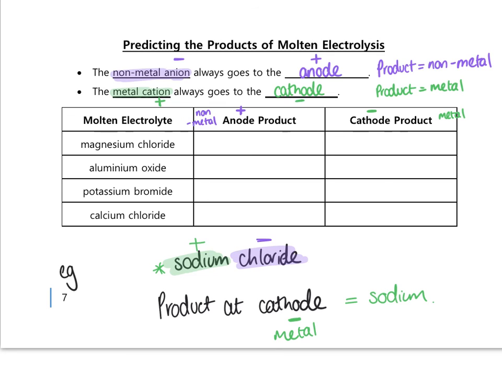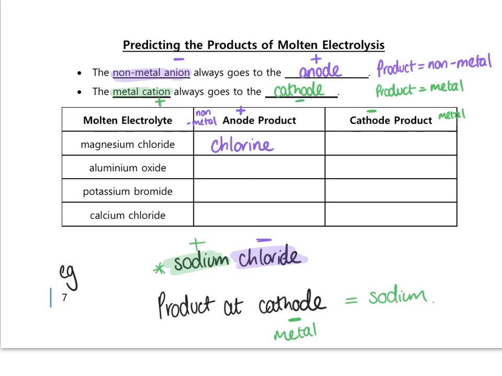So what is your product at the anode for magnesium chloride? Well, it's going to be the non-metal, so it will be chlorine. Make sure you don't write chloride. It's the chloride ions that are attracted to the anode, but when they have lost their electrons, they become chlorine. So chloride is used when it's a negative ion. When it's become the atom again, or the diatomic molecule, we call it chlorine. So it goes back to its original name. So don't call it chloride. You wouldn't get a mark for that.